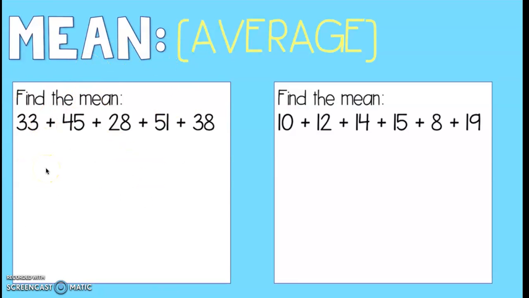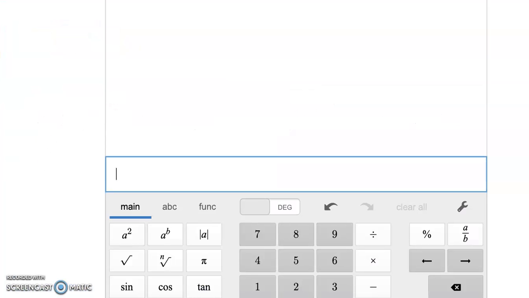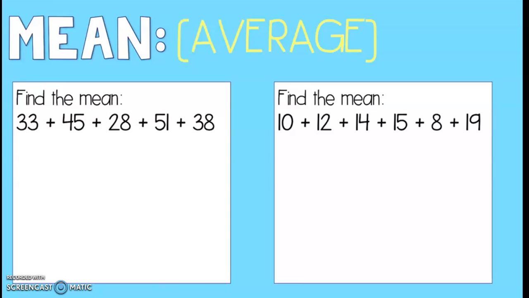First thing we're going to do is add them all up. You can use your calculator for this. It's just that Desmos scientific calculator that I linked in the quick links on Google Classroom. We'll take 33 plus 45 plus 28 plus 51 plus 38. The first thing we do is find the sum, which is 195. On my work, I'm going to show that I added it up and I got 195.